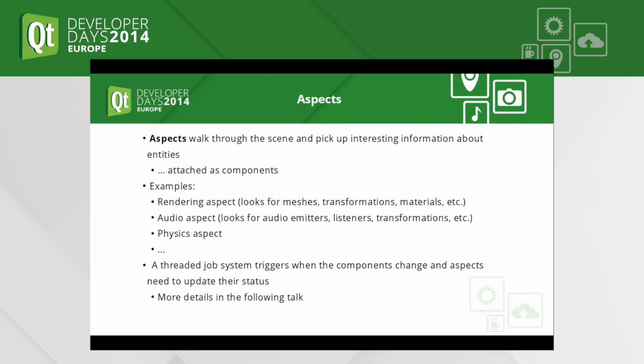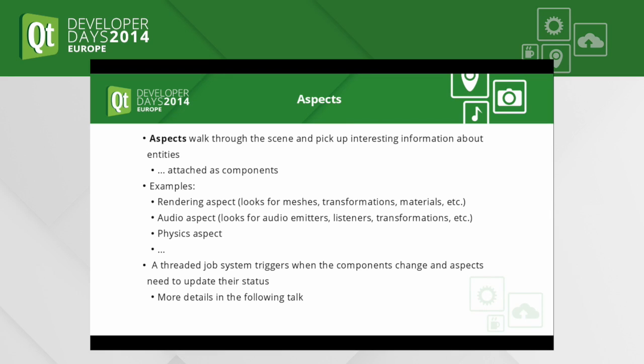So you can probably guess that our renderer aspect looks for things like meshes and materials and effects and textures. And the audio aspect that we have looks for audio emitters, listeners, but also looks for transformations. A physics aspect would look for masses and collision surfaces. Of course, a collision surface might be a mesh, and similarly, a picking aspect would potentially look for a mesh, but sometimes when you're doing picking, you use a simpler mesh for picking and collisions and physics than you do for rendering.